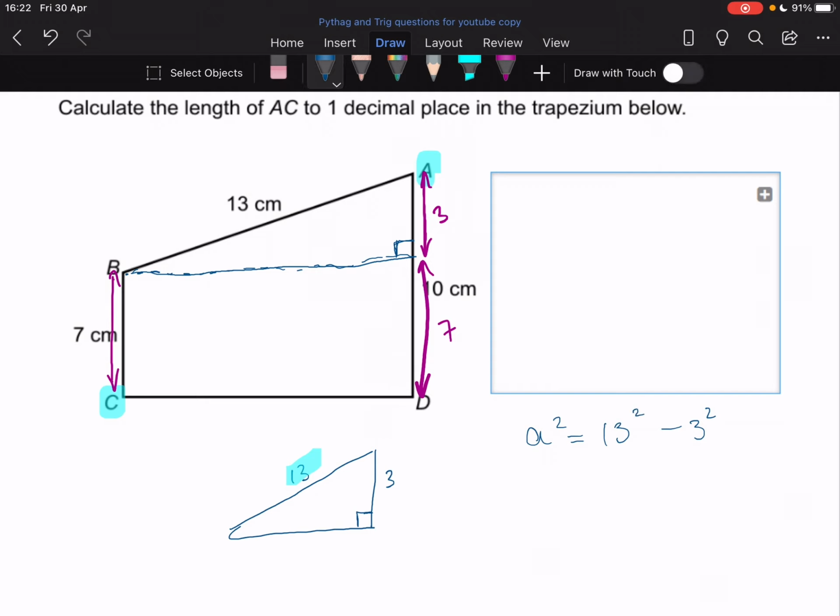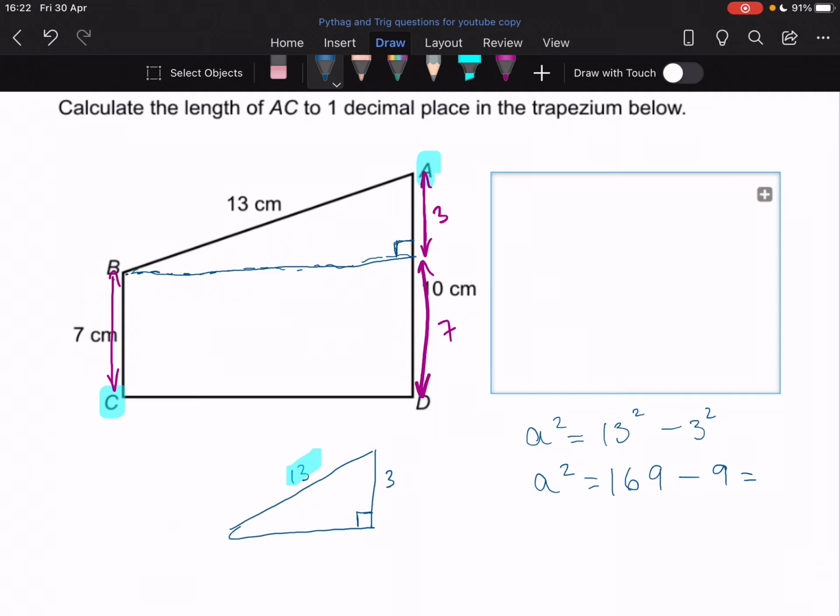13 squared, take away 3 squared. Sir, would you be my calculator? 169. Can we make sure that, ladies, we calculate everything in our exam? I don't know how many of us are masters of the 13 times tables.